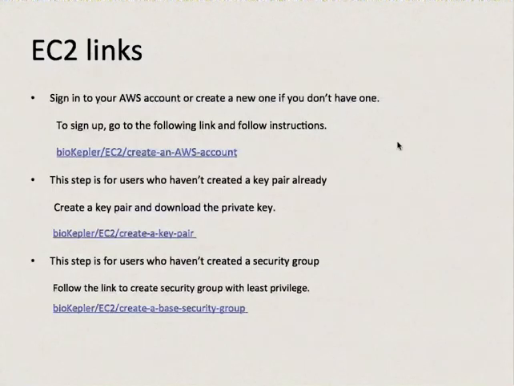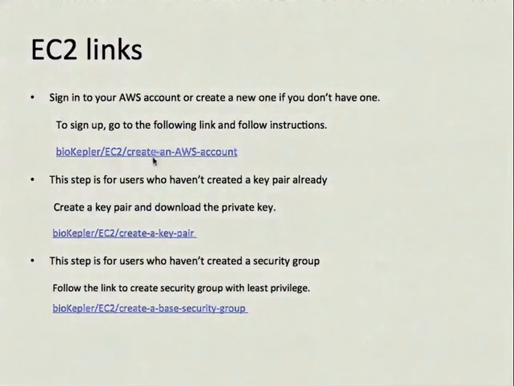For first time users of Amazon EC2 services, here are a few EC2 links. To sign up, go to the following link and follow the instructions. The second step is to create a key pair. The key pair is used to make secure connections to your instances. The third step is to create a security group. The security group acts as a firewall controlling inbound and outbound traffic for associated instances.